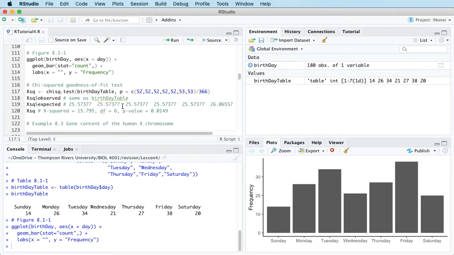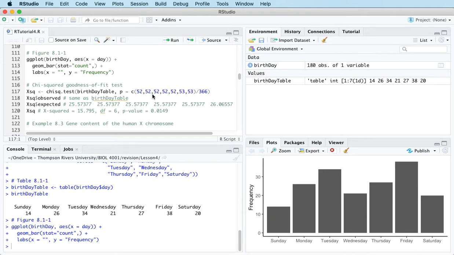This is a hypothesis test, and so as usual we need to go through our 4 steps. The first step is to state the null and the alternative hypothesis. Our null hypothesis here is that the frequency of births on each day of the week is proportional to the number of times that day occurs in the year 2016. The alternative hypothesis is that the frequency of births each day of the week is not proportional to the number of times that day occurs in the year.